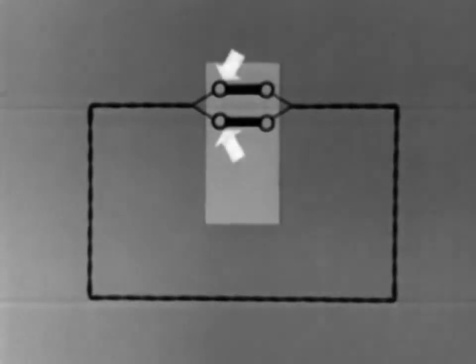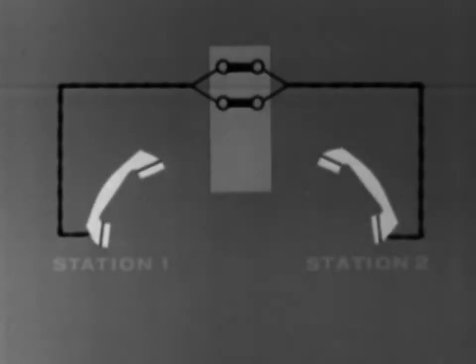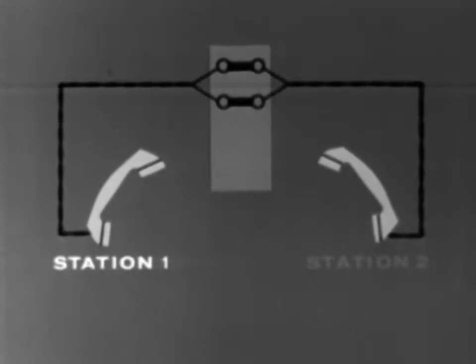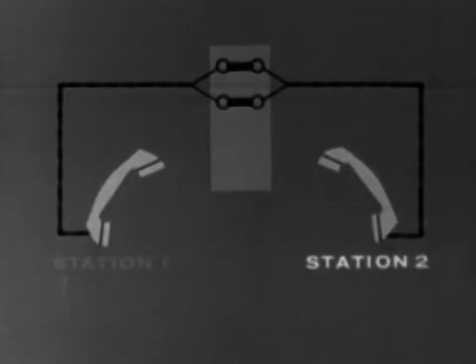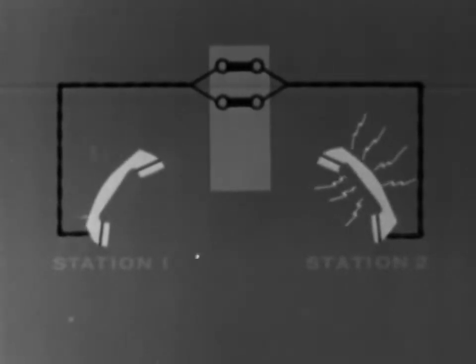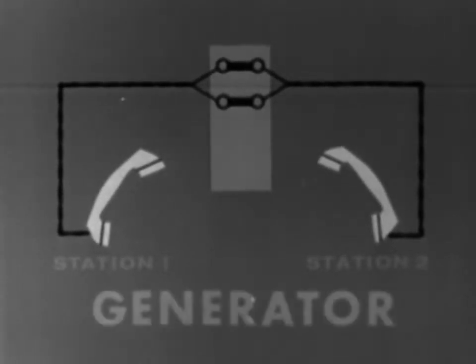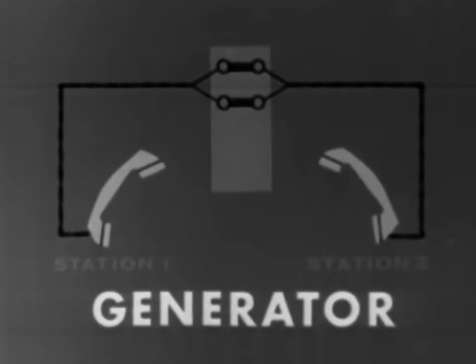Actually, our line forms a closed circuit through terminating points, connecting two stations on a point-to-point line. Before Station 1 can talk to Station 2, he must signal for his attention. The telephone generator is used for this purpose. Let's see how the generator employs the principle of magnetic induction in the creation of voltage to operate a suitable signaling device.